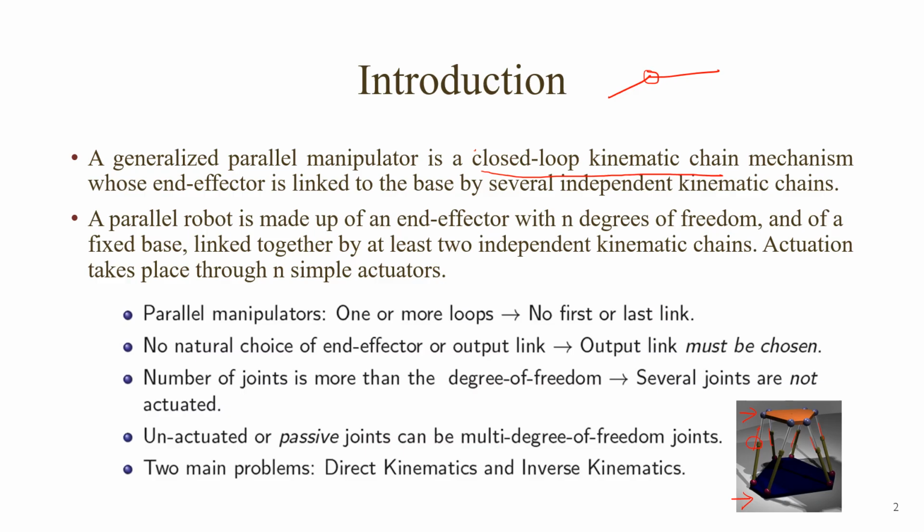Right. So the parallel manipulators will have either one loop or more than one loop. And one more important thing to note is that not all the joints of the parallel manipulator are actuated. So the parallel manipulators do have some passive joints which are not actuated.